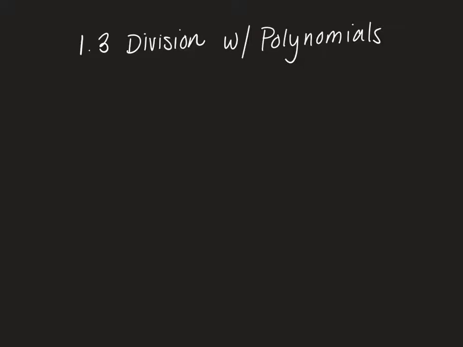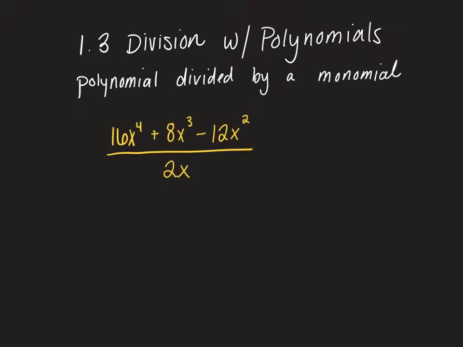All right, so for section 1.3, we're going to be doing two types of division with polynomials. The first one we're going to do is where you take a polynomial and you divide it by the monomial. So when you have a polynomial, right, so lots of terms divided by a monomial, which is just one term, you're just going to apply your quotient rule for exponents to each one of these. So we're going to divide each term of our polynomial on top by 2x.